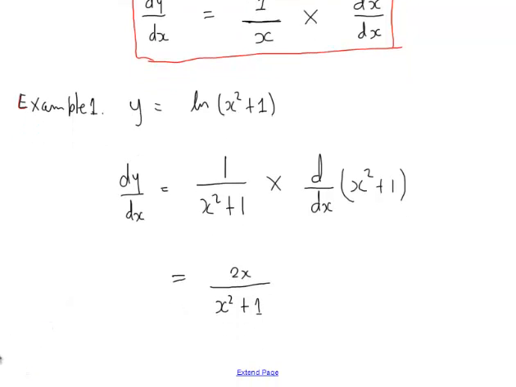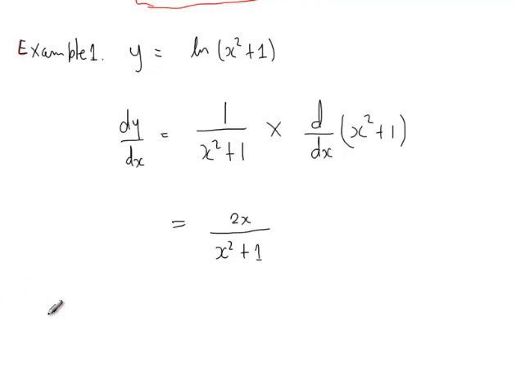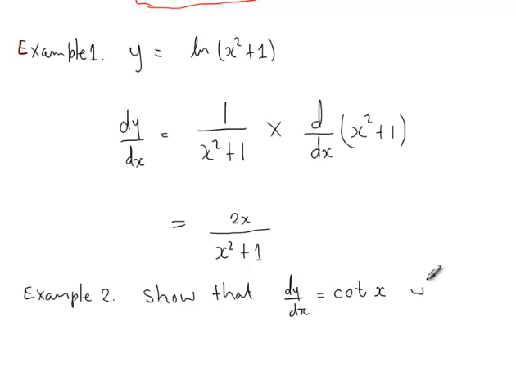Then example number 2. It is said, show that dy/dx is equal to cot x, where y is equal to ln of sine x. I put the bar there to emphasize that that should be positive.